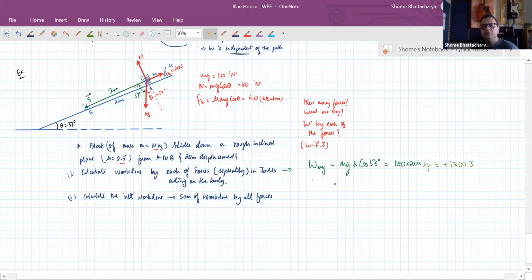Work done by normal reaction will be N into s into cos 90 degrees. That's 0. And work done by friction will be kinetic friction into s into cos 180. So that will become minus mu mg cos theta into s, which is minus 40 into 20, so minus 800 joules. So these are the work done by each of the forces. Three forces: one is doing zero work, one is positive, and the other is negative.